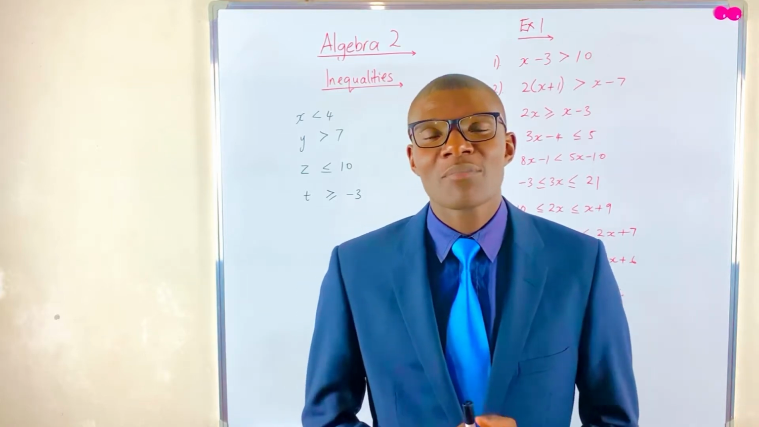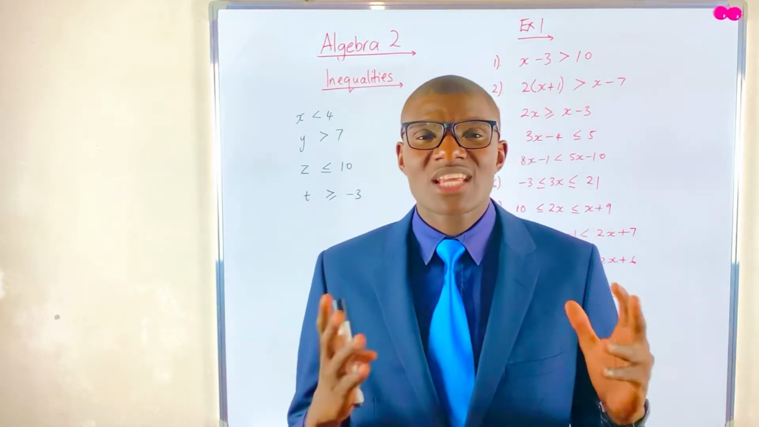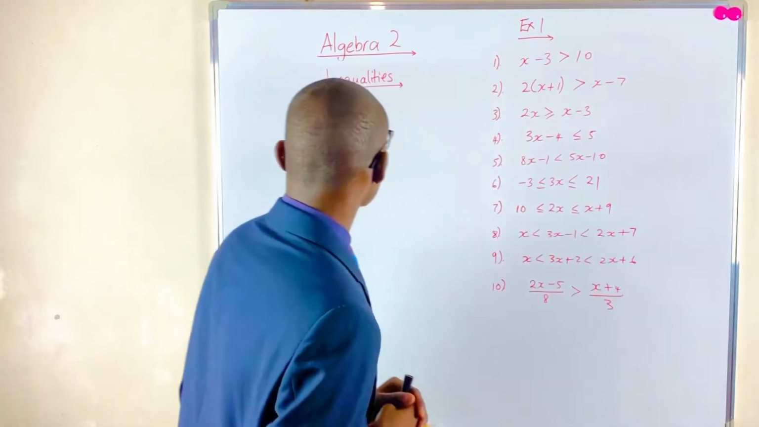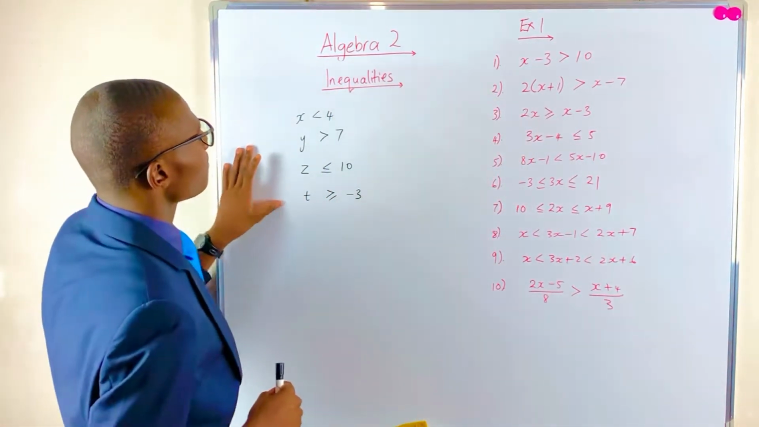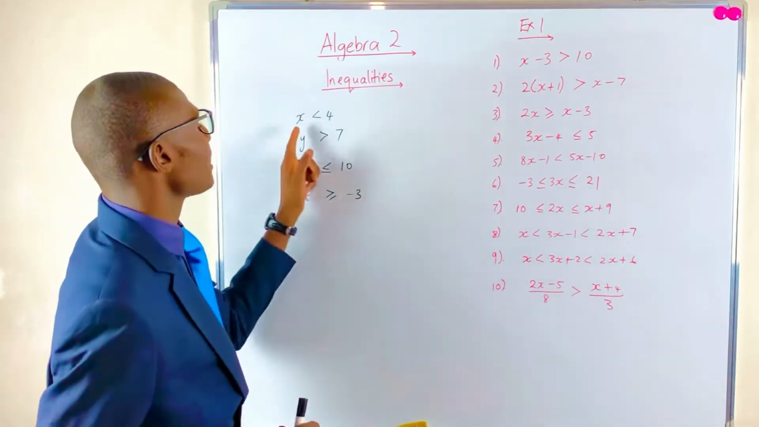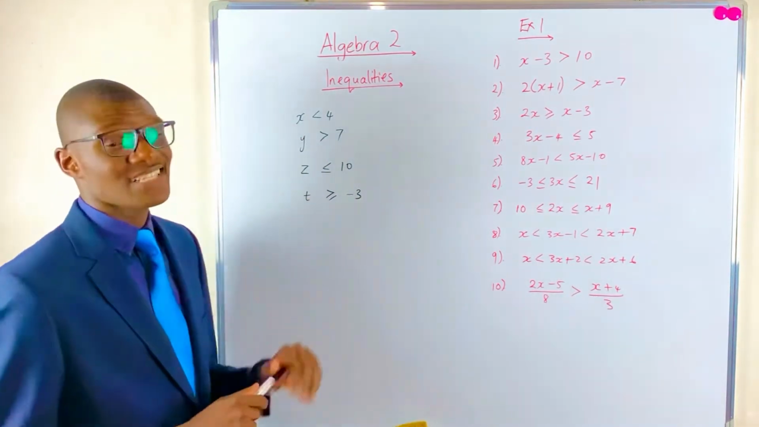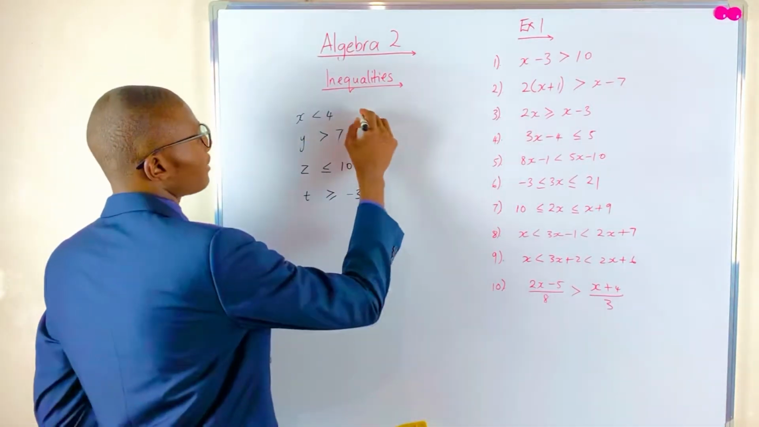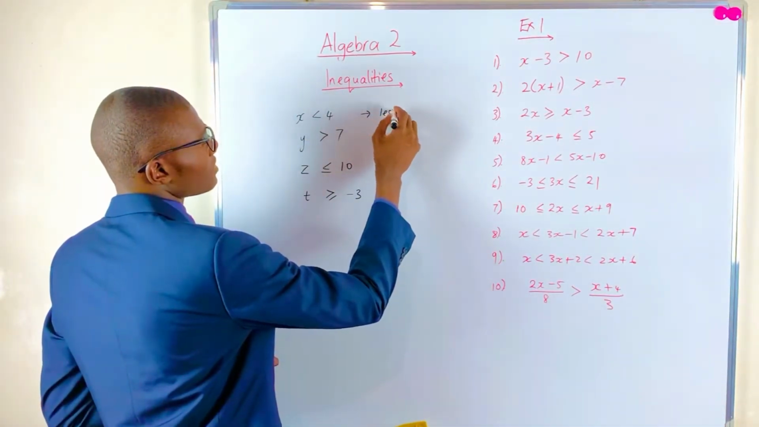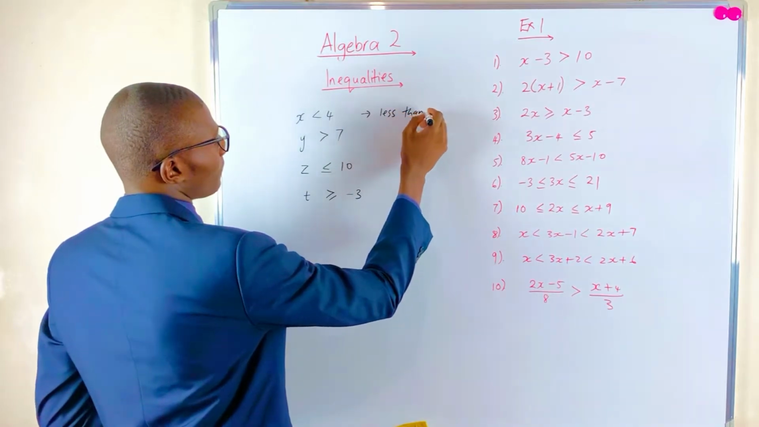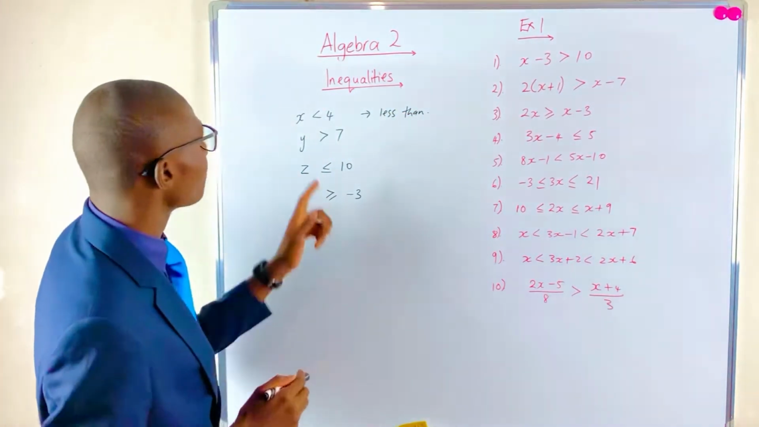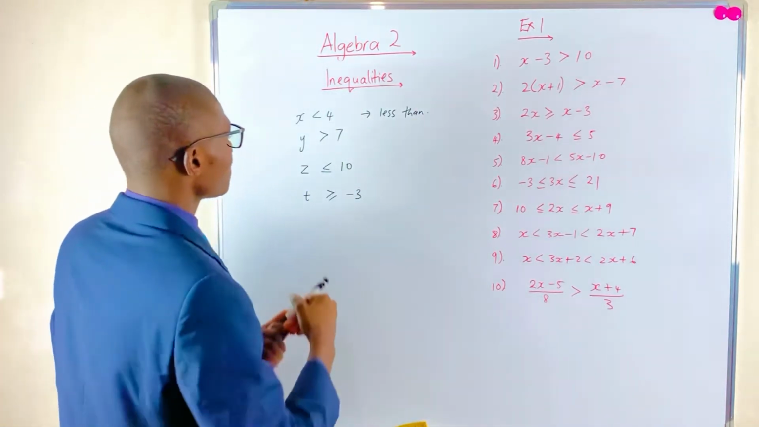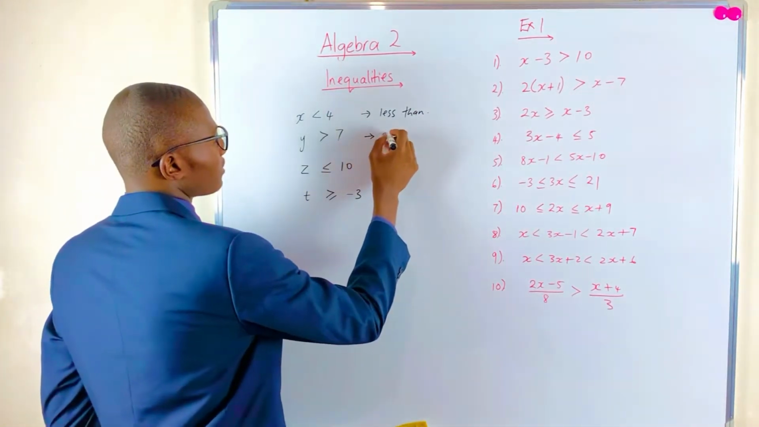Today we're going to talk about inequalities, and we shall start off by just studying the inequality signs. So for these four examples given here, the first one we've got x is less than 4. So this is what we call the less than sign. And then the second one, we've got y is greater than 7. So this is what we call the greater than sign.